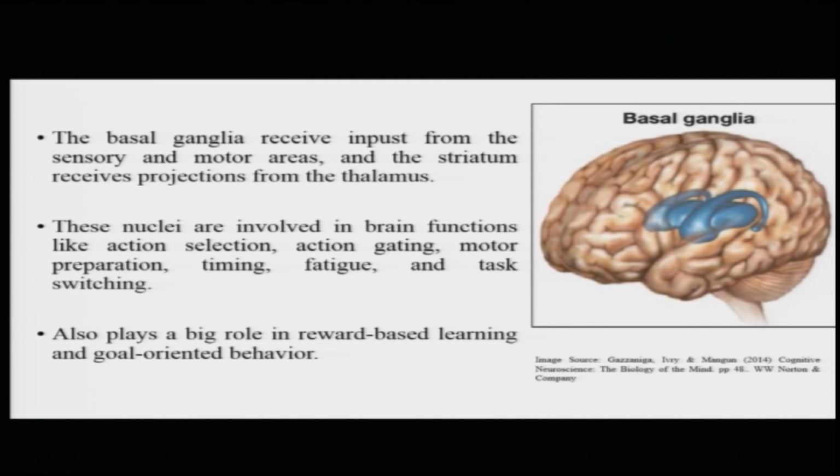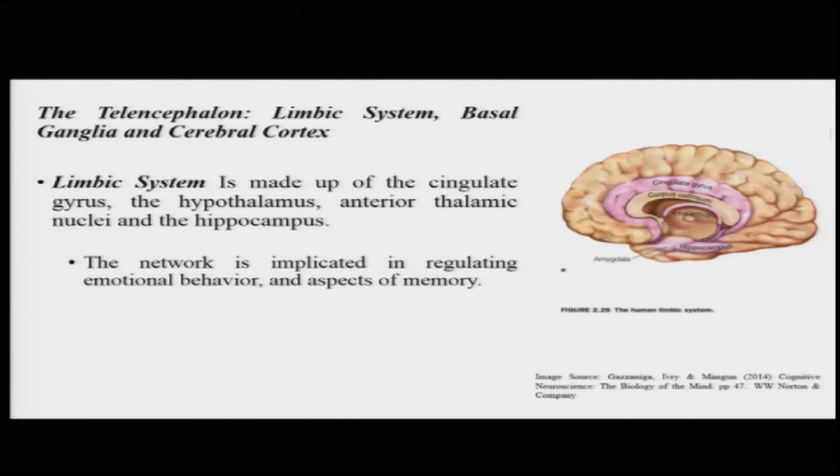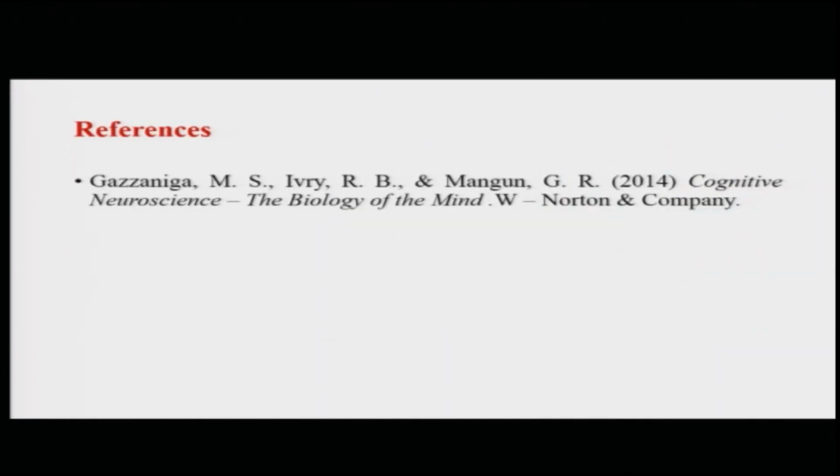And finally, the basal ganglia also play a very important part in what is called reward based learning and goal oriented behavior, so, behaviors that lead to pleasurable reward based outcomes. These are some of the regions that process those kinds of outcomes and may lead to us learning those behaviors better and so on. Okay, so we've covered two portions of the Telencephalon, which are the limbic system and the basal ganglia. I will talk about the cerebral cortex in the next lecture. Thank you.